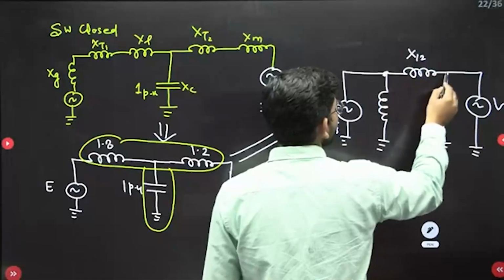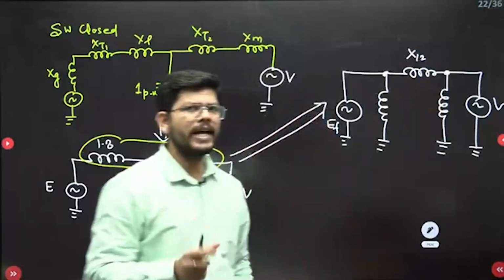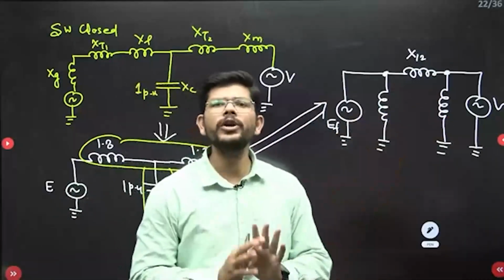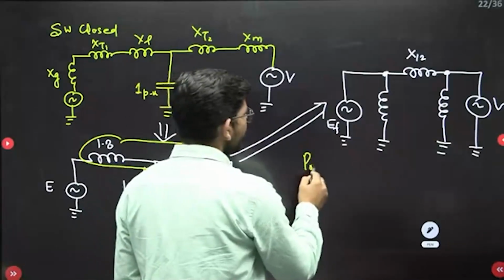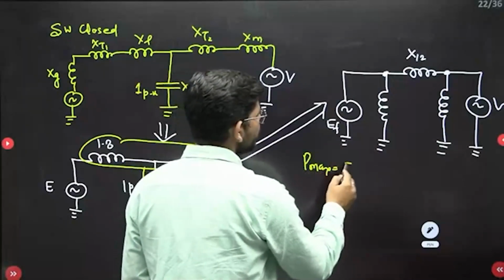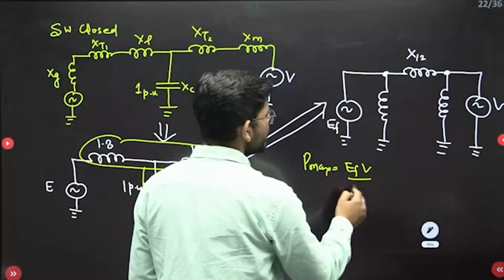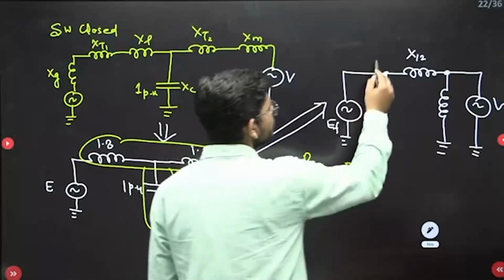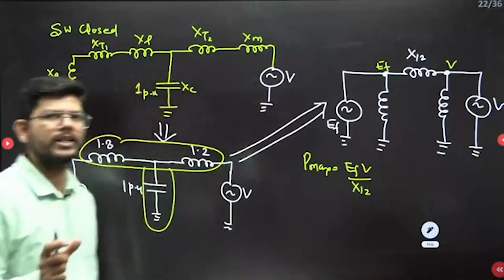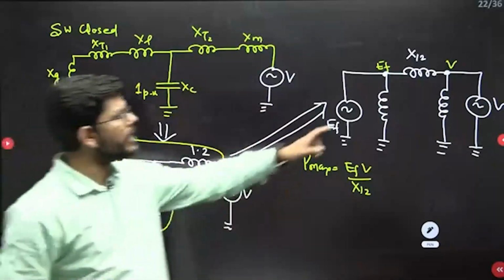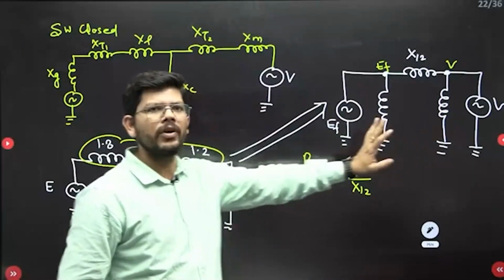Now, do we need to calculate this value and this value? We don't, because in order to calculate P max, we will be using E of F into V upon X12, isn't it? Because this voltage is EF, this voltage is V. So we only need the value of X12. So don't waste your energy calculating these values. We only need this reactance.